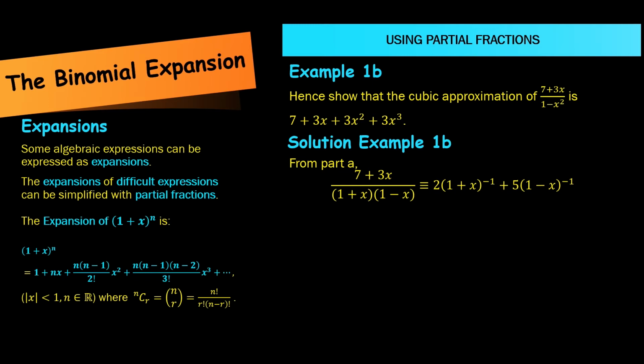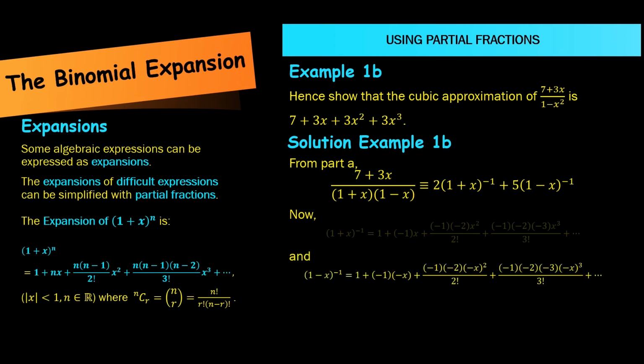Let's consider the first set of brackets on the right-hand side first. 1 plus x to the power minus 1 can be expressed as the expansion shown on your screen. We've plugged in n equals -1 into the right-hand side, as shown here, here, and here. And of course we leave x as it is, because x is the same in the theoretical part and in the example, as shown here.